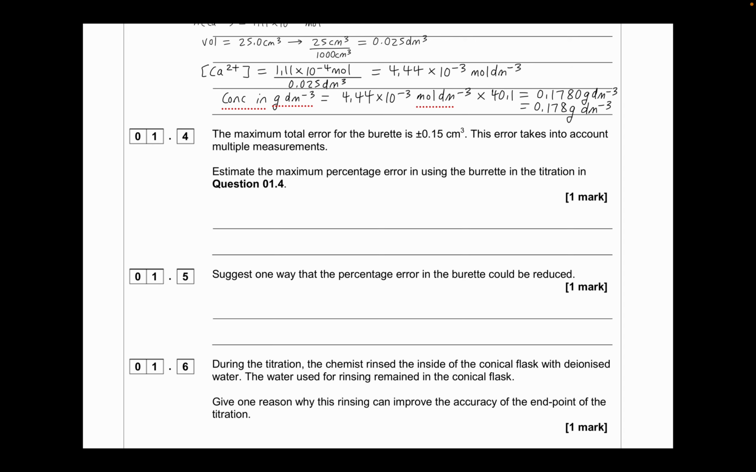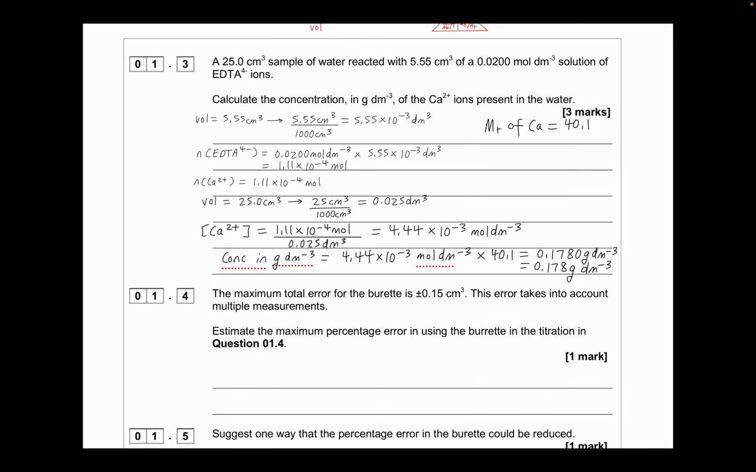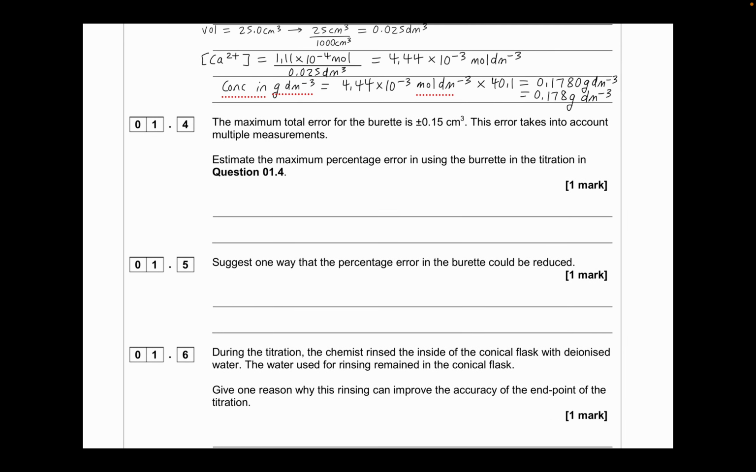So what values you do have is that the maximum total error in the burette is 0.15, and we're going to divide this by the volume of the solution, in this case, because the titration involves the solution. And we're going to multiply this by 100%. So we're going to take this value over here, put it in the denominator, and take this value, put it in the numerator, and multiply it by 100%.